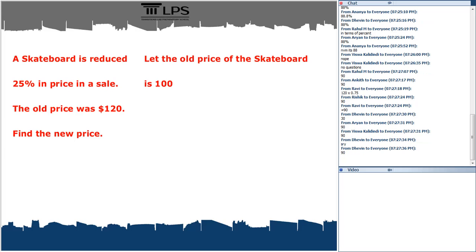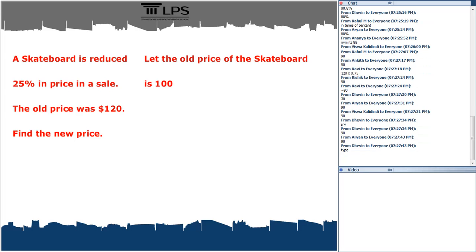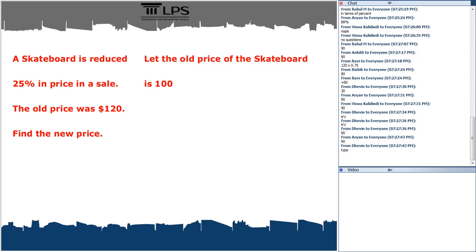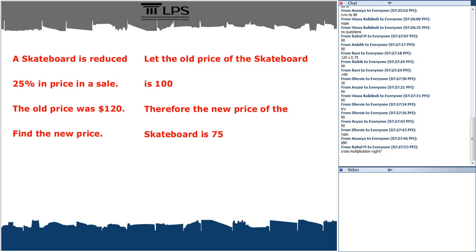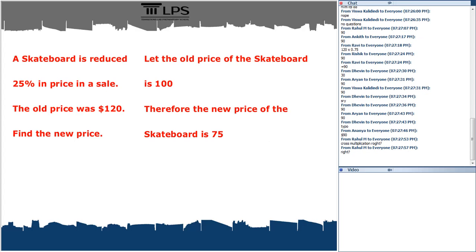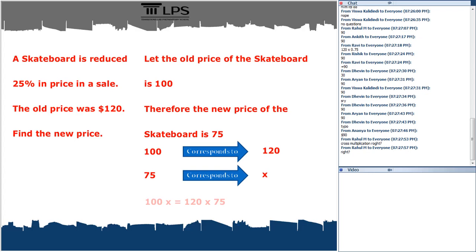That's good. I would like to work out the answer like this. Let the old price of the skateboard be 100. Yeah, that's fine, Devane. So long as you're getting the answer, I'm happy. Therefore, the new price of the skateboard is going to be 75. Okay, 100 corresponds to 120. 75 corresponds to how much? So the answer to that question is 90.